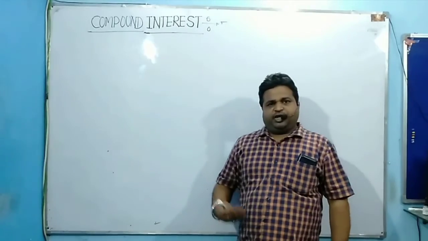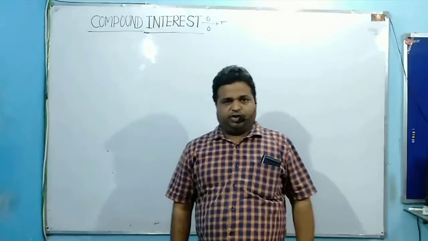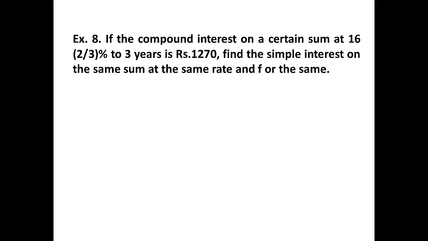Now, continuation of the lecture on compound interest. Now the next problem I am going to solve. This question is: if the compound interest on a certain sum at 16 and 2/3% for the third year is rupees 1270, find the simple interest on the same sum at the same rate for the same period.